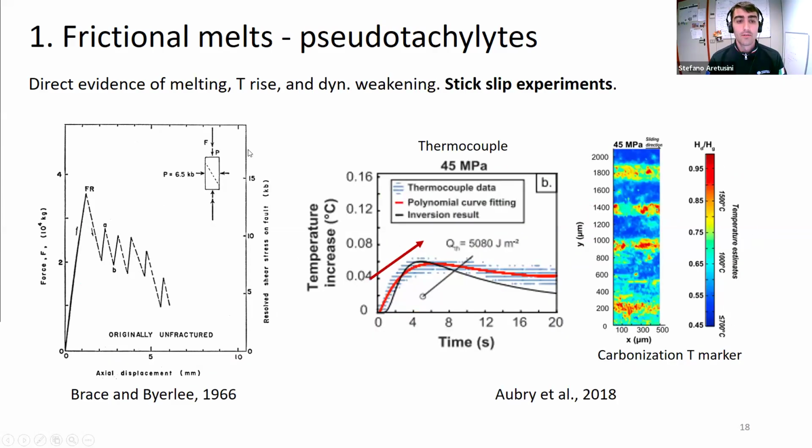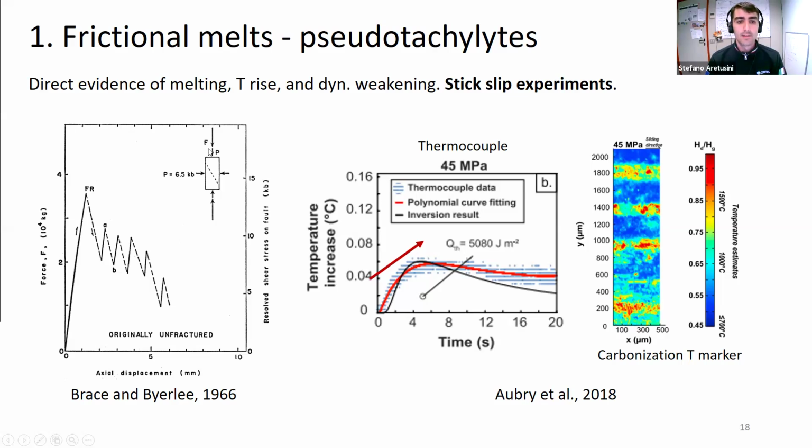So, more on this topic from stick slip experiments. It's a very classic experiment that has been used since the 60s, basically as a lab analog of earthquakes as frictional instabilities. We see this kind of sawtooth behavior due to several consecutive stress drops. In each of these, there is a little dynamic weakening stage.